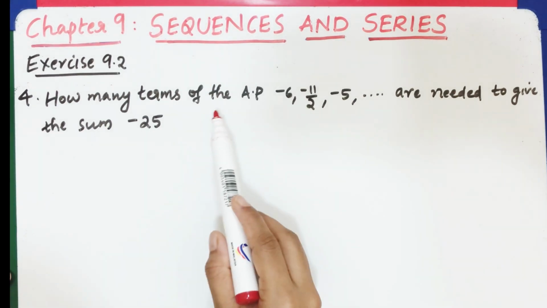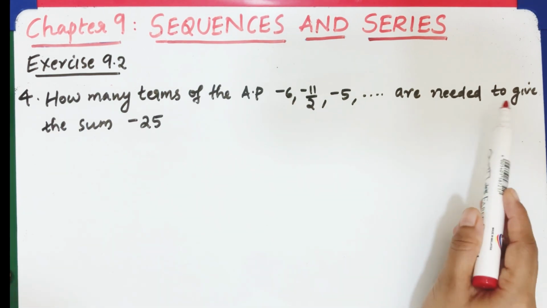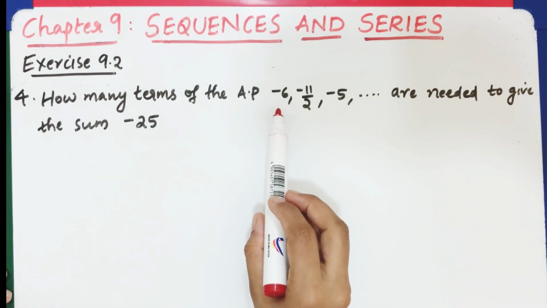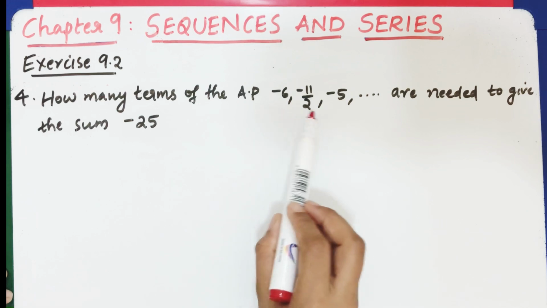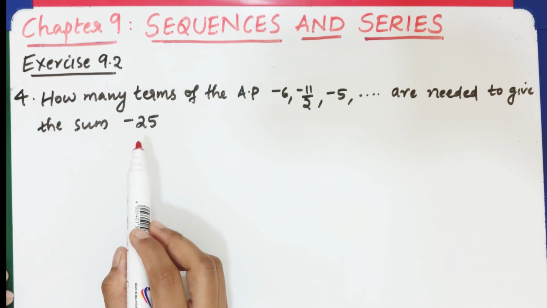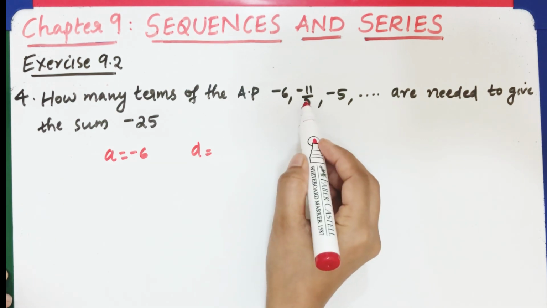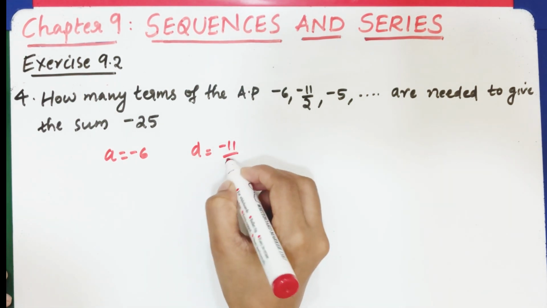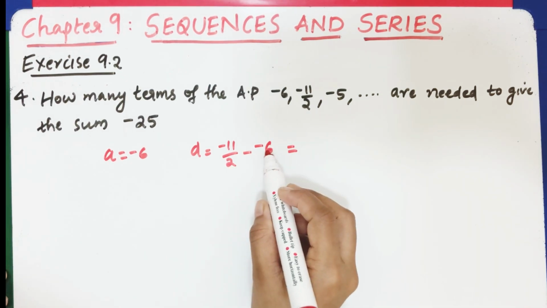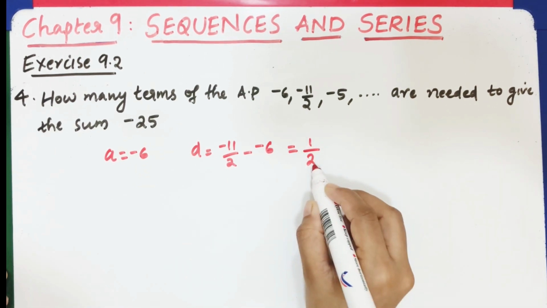Next question. How many terms of the AP minus 6, minus 11 by 2, minus 5, etc. are needed to give the sum minus 25? Here a is given, and the second term is also given, so we can find the common difference easily. And Sn is given, we have to find n. Here a is equal to minus 6, d is equal to the second term minus the first term, minus 11 by 2 minus (minus 6), which is 12 minus 11 by 2, that is 1 by 2. d is equal to 1 by 2.